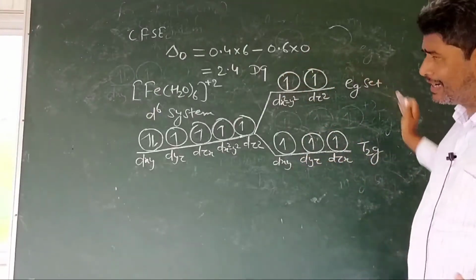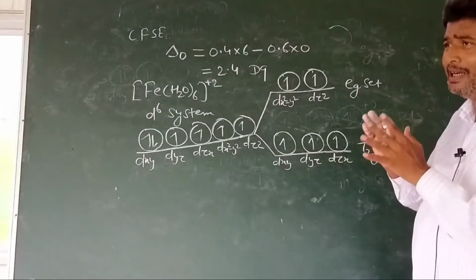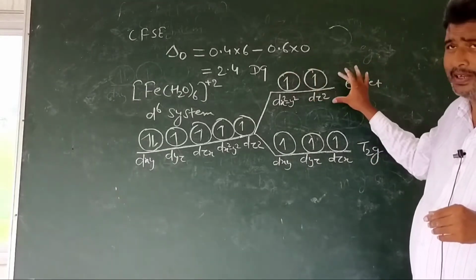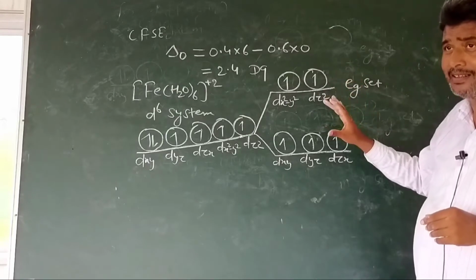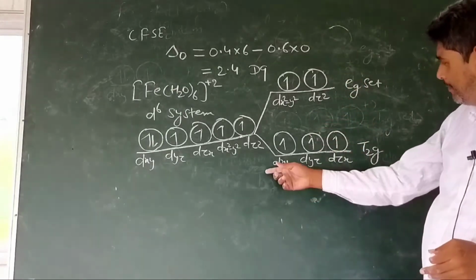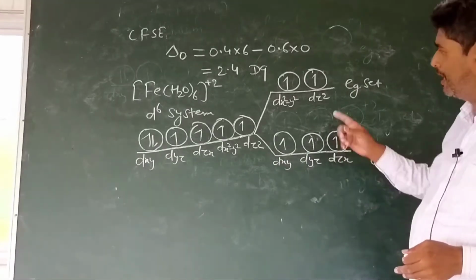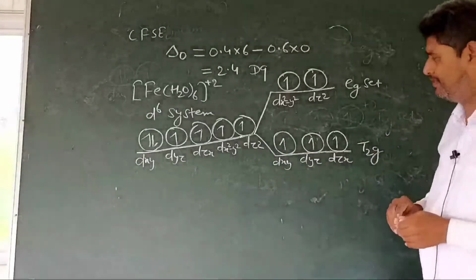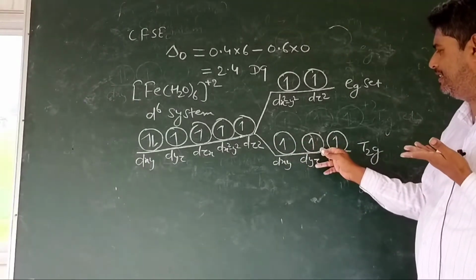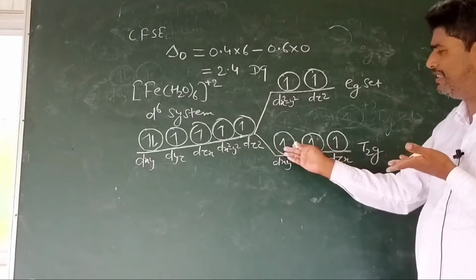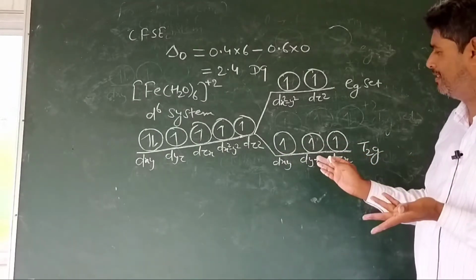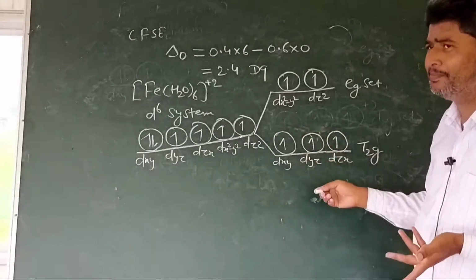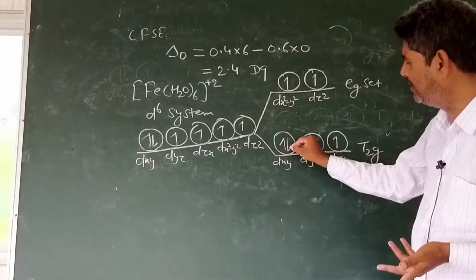Now 5 electrons have been distributed. We have only 1 electron left. When the upper energy level is half filled, the remaining electron will start appearing in T2G. So the remaining 1 electron will enter either of these 3. All are degenerate. The remaining electron may enter any of these, or pairing. For the sake of simplicity, we will show it in this one.